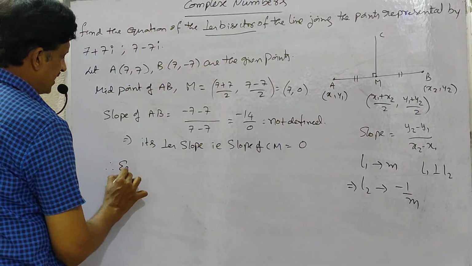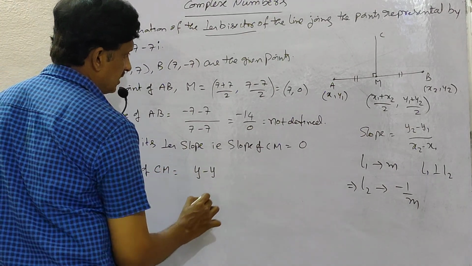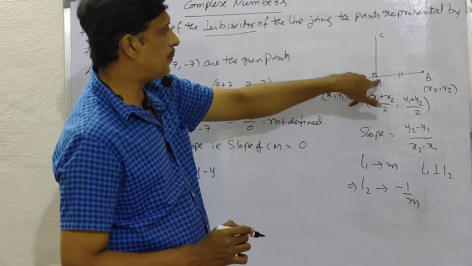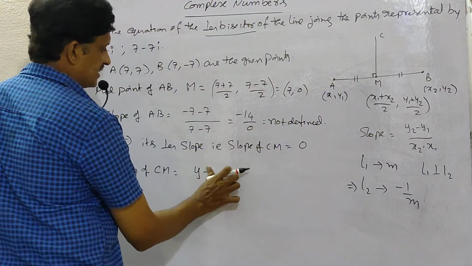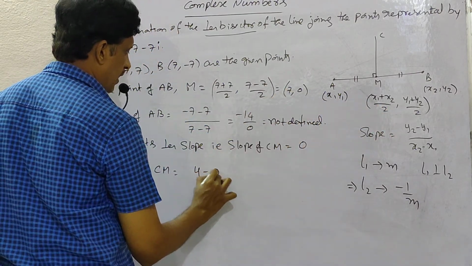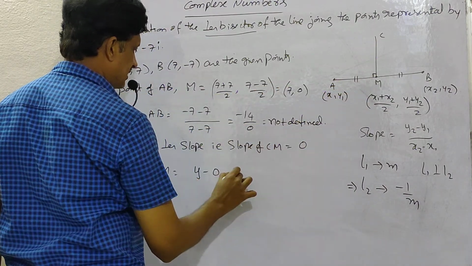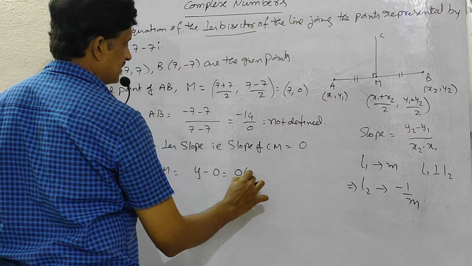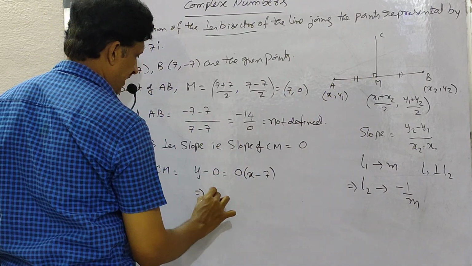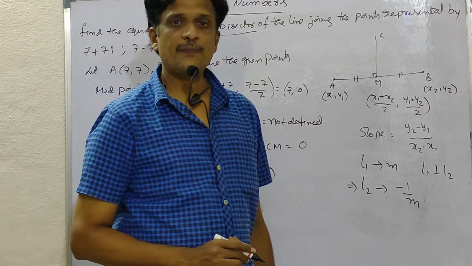Therefore, the equation of CM is actually passing through this point and having the slope 0. So y minus, passing through the point M, that is 0. Y minus 0 is equal to the slope. What is the slope of CM? That is 0, into x minus 7. So y is equal to 0 we are getting. This is the required perpendicular bisector.